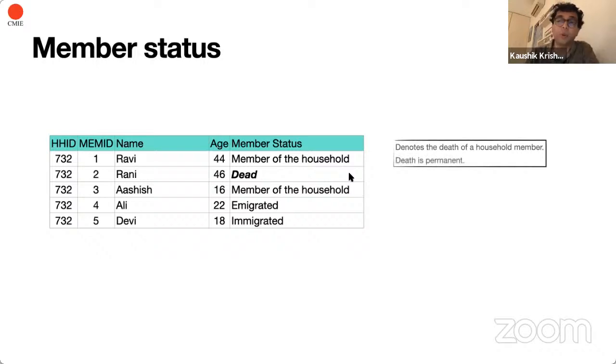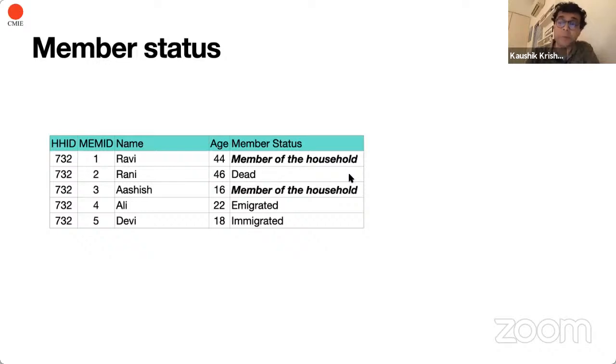Okay? So if you become an emigrant with an E, you can always become an immigrant with an I when you enter the household again, and eventually become a member of the household. If you become an immigrant, you can always leave the household, in which case you become an emigrant. But if you're marked as dead, you can't come back from death. And so death is a permanent status, and members marked as dead don't show up in the member roster in CPDX after they've been marked as dead.